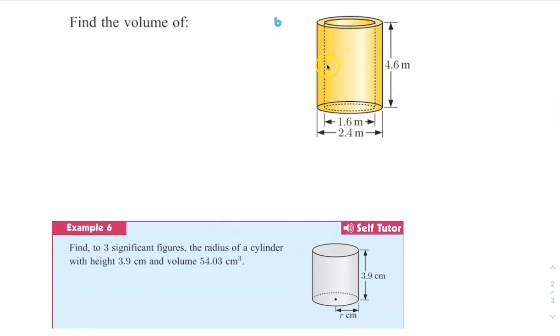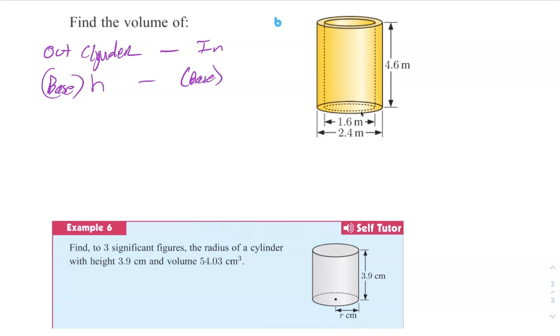If I want to find the volume of the cylinder, if you notice it's a cylinder inside a cylinder. So what I'm going to do is find the volume of the whole cylinder and then subtract off the volume of the inside cylinder. So let's do outer cylinder minus inner. Same thing, area of the base times the height minus area of the base times the height. Now the height for both of them is 4.6. So I could factor it out if I wanted to. Area of the base, these are circles, so pi r squared.